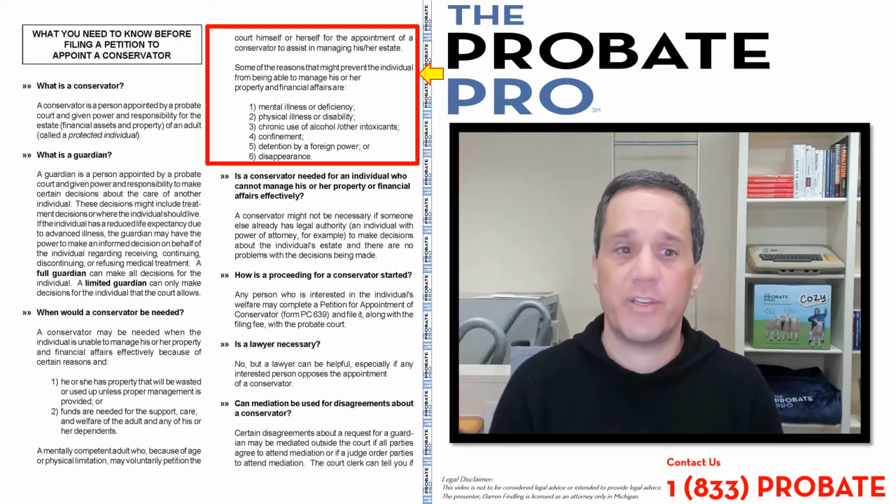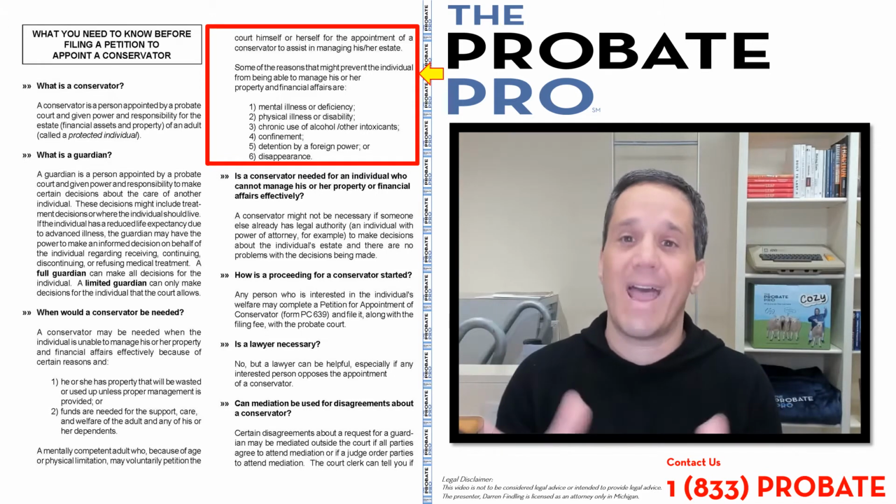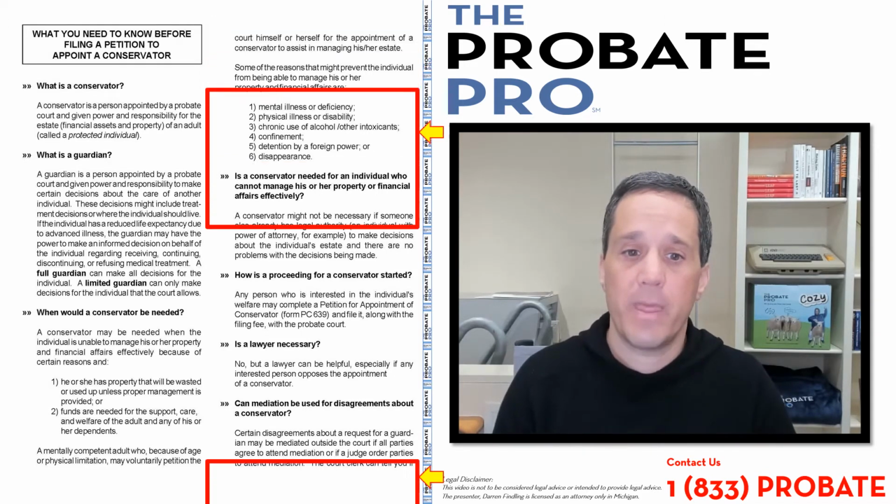Mental illness or deficiency, physical illness or disability, chronic use of alcohol or other intoxicants, confinement, which could be jail, detention by a foreign power, or disappearance. So somebody is missing, but there are assets that need to be managed.